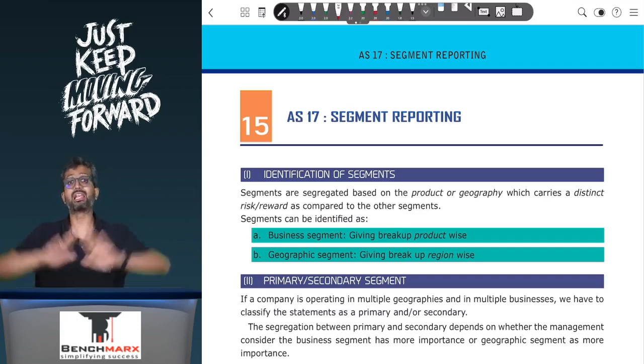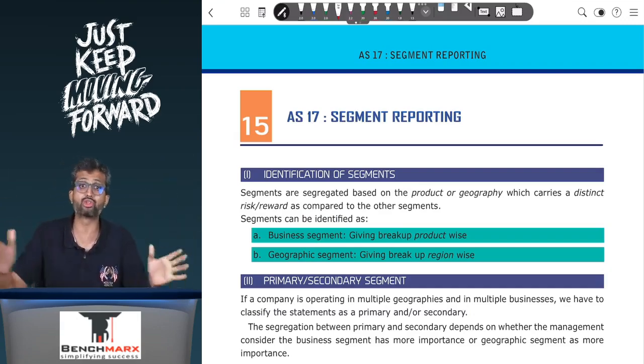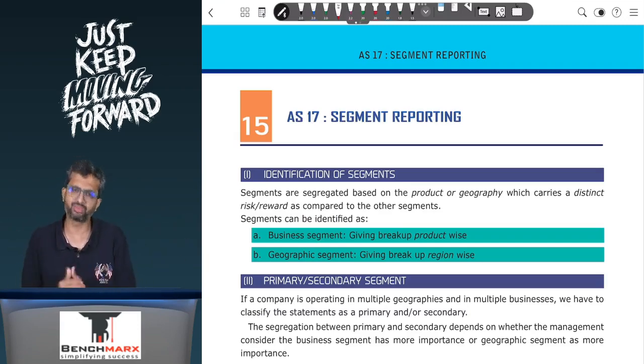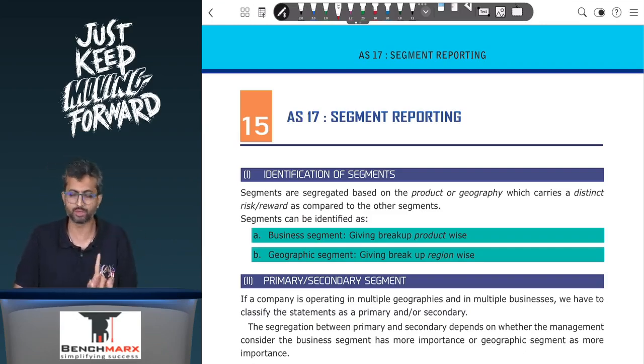Now, it is not necessary that each of these five conditions have to be different. You can say that if the majority of these conditions are different, we can say that they are separate, having separate risk and reward. So this is regarding segment reporting, and within segment reports you can have a business segment or you can have a geographic segment. But what if you are having multiple businesses and multiple geographies? In which case you will have to identify one of the two as the primary segment and the other will become the secondary segment.